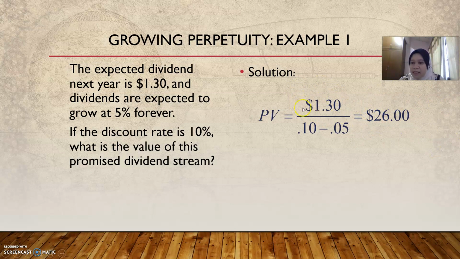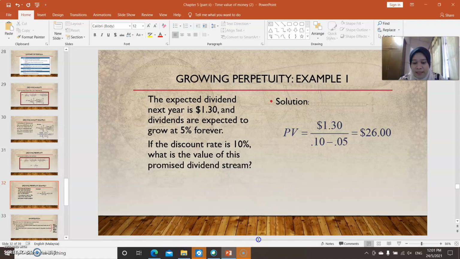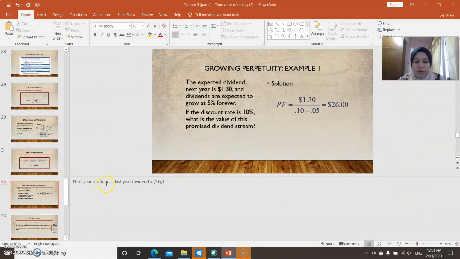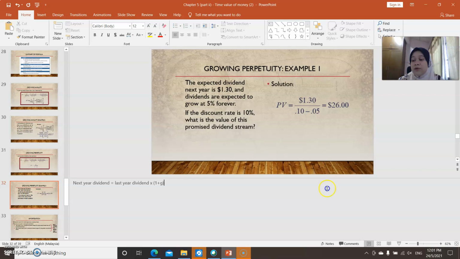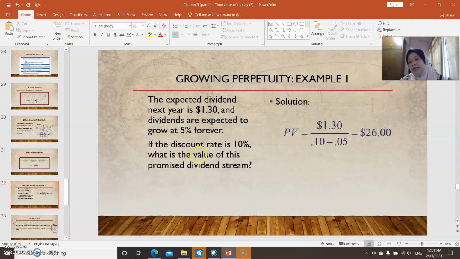Remember here it must be the dividend next year. If the question gives you the dividend last year or the current dividend, you need to find the dividend for next year. So you need to use this formula: next year dividend equals last year dividend times 1 plus G. That's how you get the next year dividend.